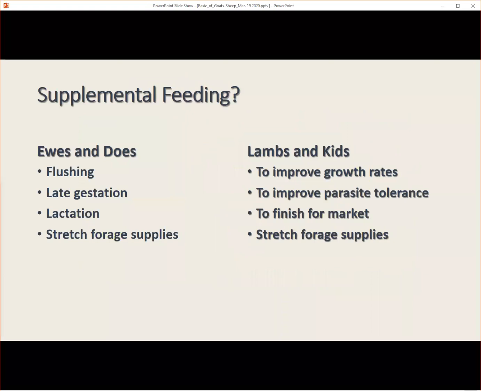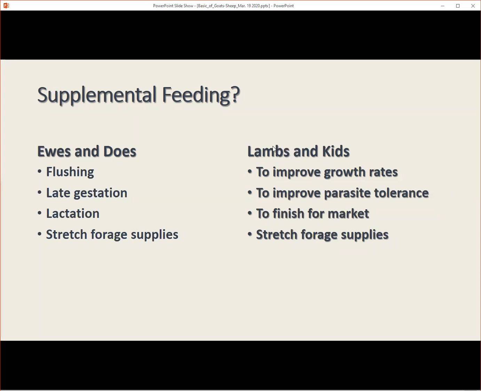I told you about how great we can do with just keeping our small ruminants out on pasture if we're doing a good job managing the pasture. But there's going to be times of the year where we're probably going to have to do some supplemental feeding. This is going to be with our ewes and does, if we're wanting to get them ready for breeding, and particularly when we're getting towards late gestation and when they're lactating. It's tremendously important that those females have the energy they need so that they can provide the milk to their young. Another problem is if we get into drought situations, we may have to feed other forages, other types of feed, just because our animals are running out of food.